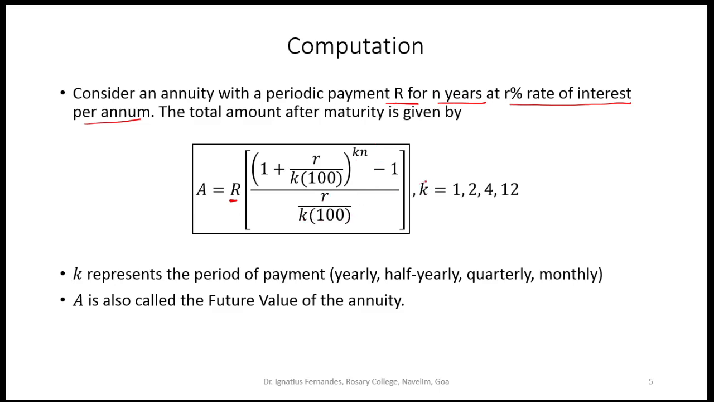Here this k represents the period of payment. If it is yearly, then k is equal to 1. If the payment is half yearly, k is equal to 2. For quarterly, it is 4, and for monthly, it is 12. So this A is also referred to as the future value of the annuity. So this is the formula that we use in calculating annuity.